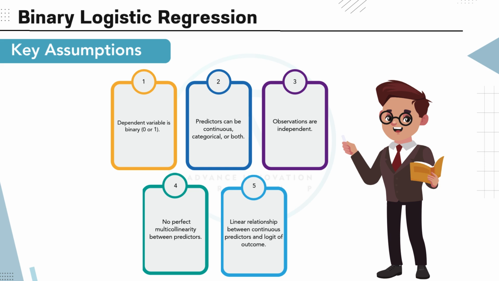Assumption 5. Linear relationship between continuous predictors and the logit of the outcome. This is a bit technical. While logistic regression doesn't assume a linear relationship between the independent variables and the outcome directly, it does assume linearity between continuous predictors and the log odds, logit, of the outcome.